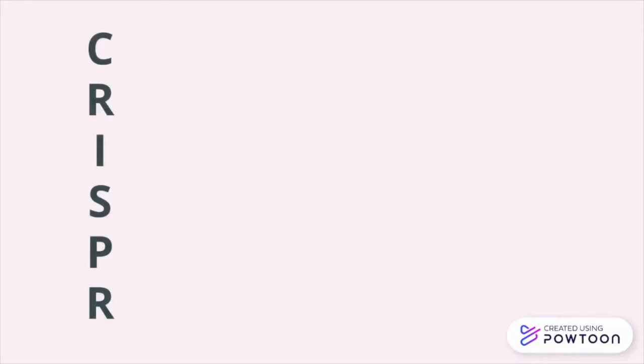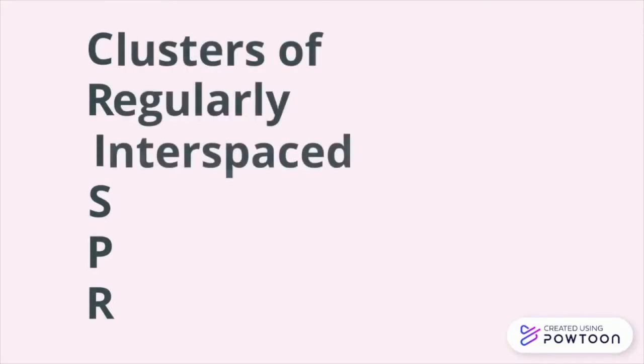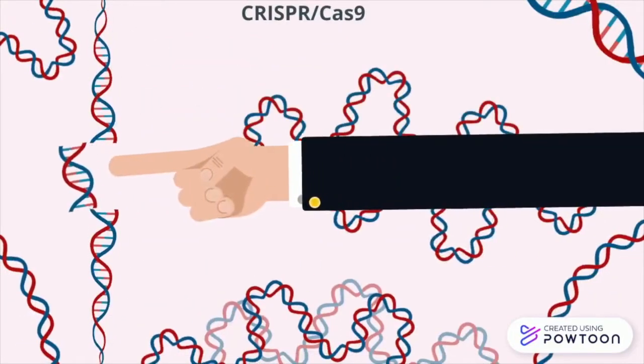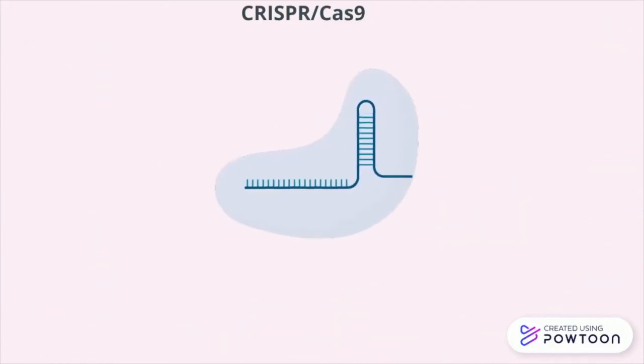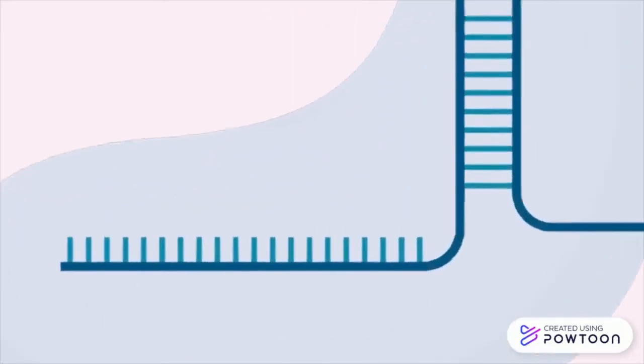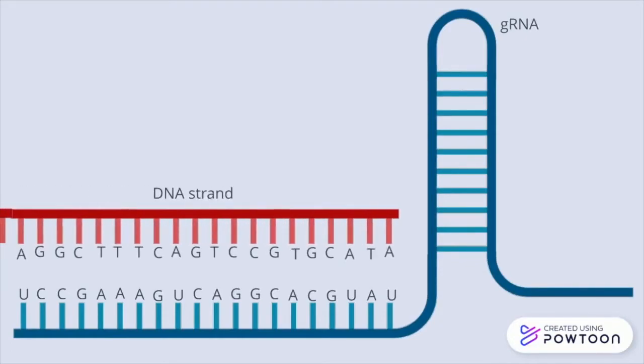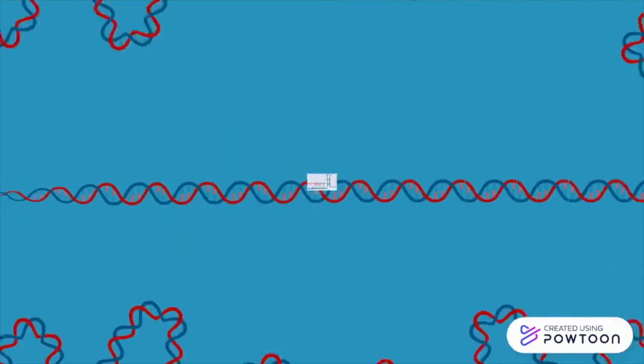CRISPR is short for clusters of regularly interspaced short palindromic repeats. This genome editing tool consists of a pre-designed RNA sequence, which is known as guide RNA, and a CRISPR-associated endonuclease known as the Cas9 enzyme. Guide RNA sequence is a short palindromic RNA sequence with bases that are complementary to target DNA sequences. Therefore, the gRNA sequence is restricted to only binding to the target sequence and not other regions of the genome.